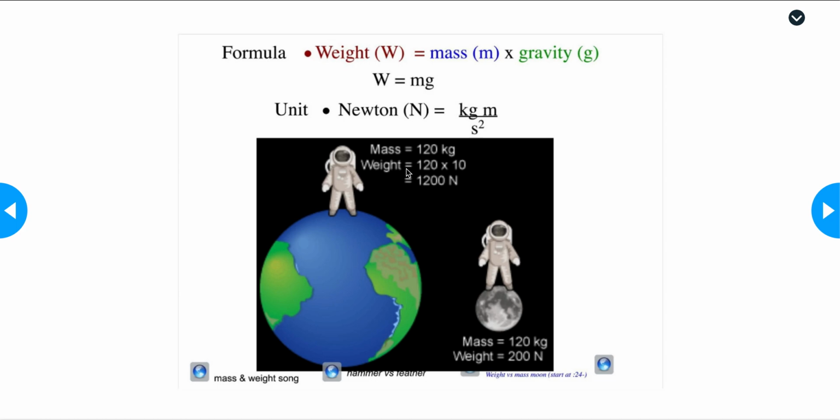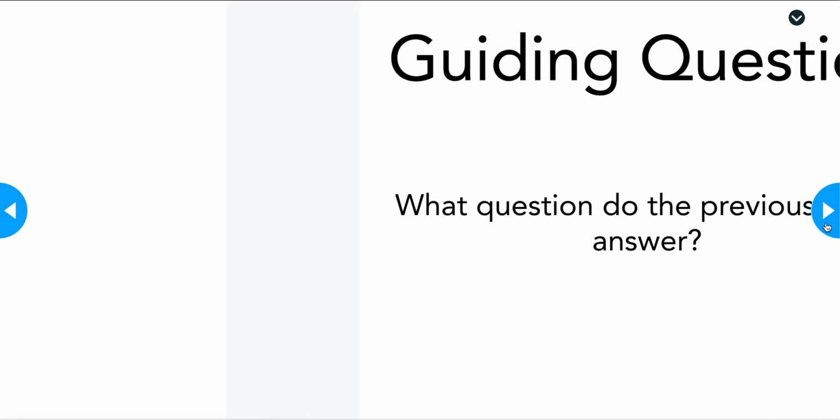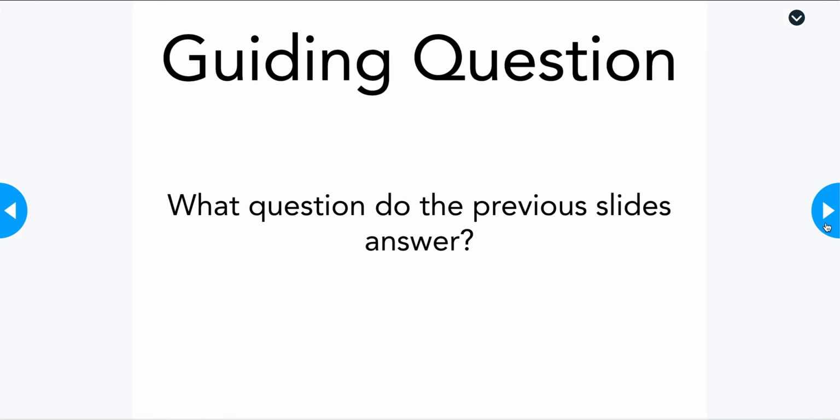Their weight is going to be 120 times 9.8. In this example, we rounded to 10, but I want you to be doing 9.8. And that tells us that this astronaut has a weight of 1,200 newtons on Earth. If that astronaut then went up to the moon, their mass is the same amount of matter. However, their weight is only going to be 200 newtons. So they are going to feel much lighter on the moon because the moon has about 1/6 the gravity of the Earth. All right, what question do the previous slides answer?